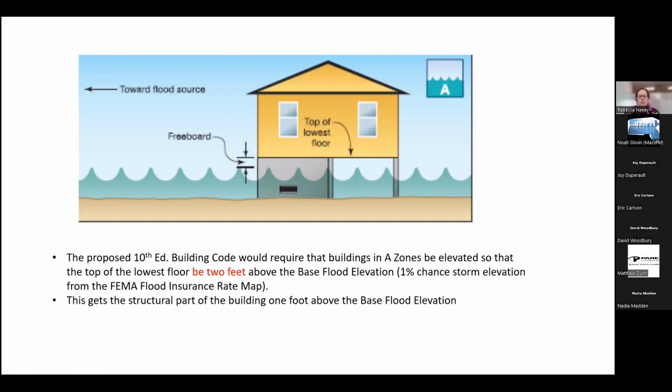So for an A zone construction, that would apply to new construction. This is regular A zone, not coastal A zone. New construction, substantial improvement is required to be elevated to base flood elevation plus 2 feet. Okay.